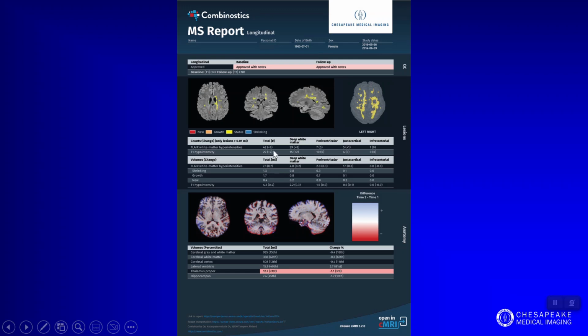There are 2 new T1 hypointense lesions compared to the previous exam. You can see that there is relative progressive thalamic atrophy, which is not an uncommon finding in MS over time. And you can see that there's a change in 1.1% in volume of the thalamus here over time. So we can both score new lesions, volume of lesions, and changes in atrophy over time.